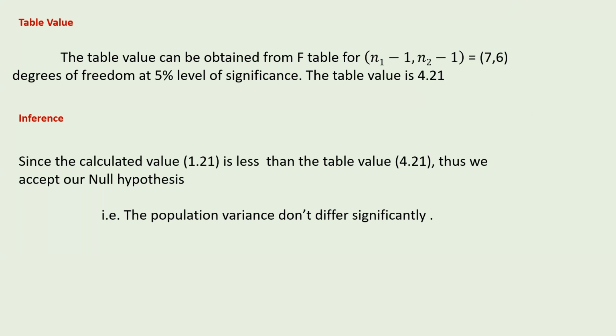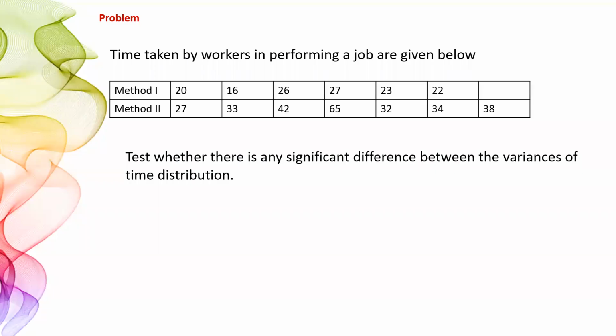Next, we'll see the second problem. So the problem here is: time taken by workers in performing a job are given below. The method 1 and method 2 values are given here. So what we have to test is whether there is any significant difference between the variances of the time distribution. So this is the problem.